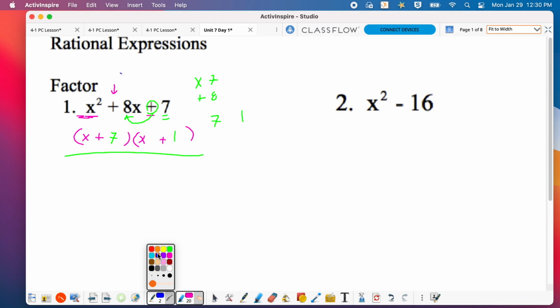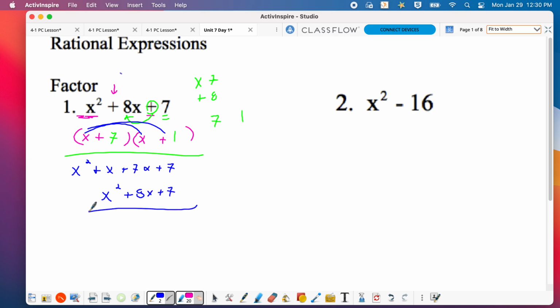For each and every one of these problems, if you FOIL and clean it up, you should get what you started with. That's your check. So here's my FOIL for my factoring. All right, this next one.